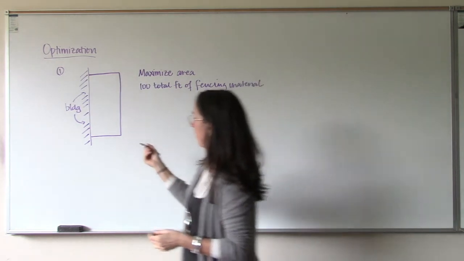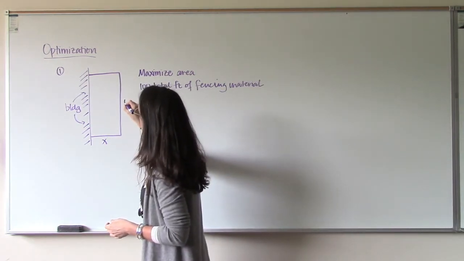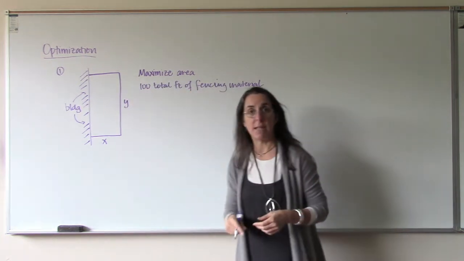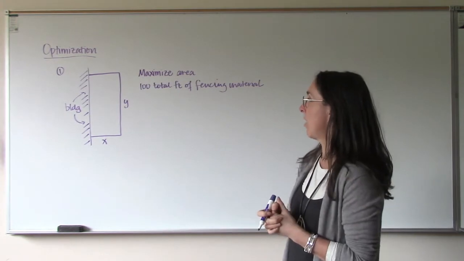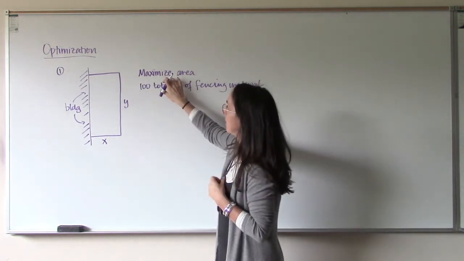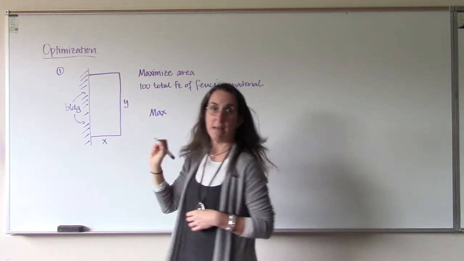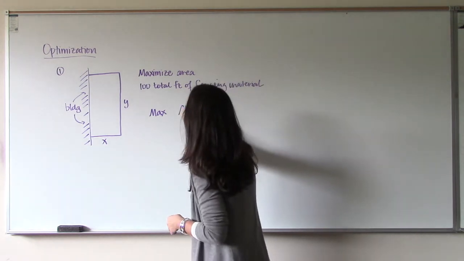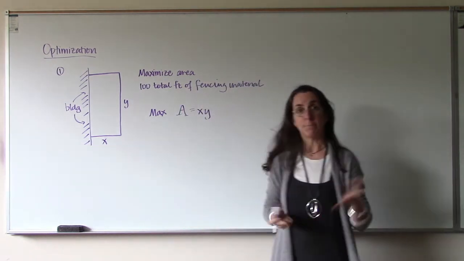So if the width of the enclosed area is, say, x, and the other dimension, the one that runs parallel to the building, if we call that y, then the function that we want to maximize, so maximize, oh, that's right, max, okay, A for area is equal to x times y, okay?